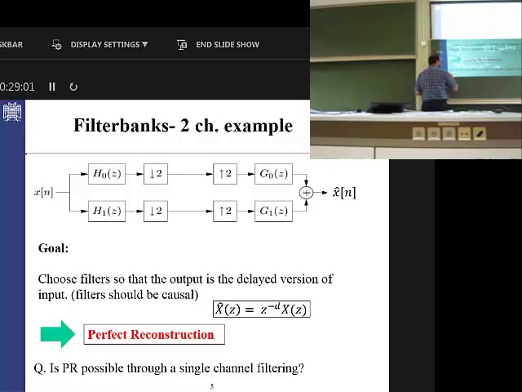What is the inverse? G is H inverse. The inverse would be 1 over this. And everybody knows that this filter is IIR.